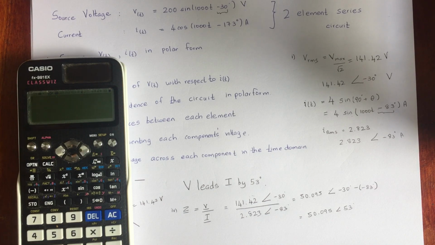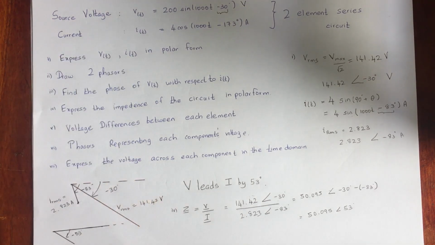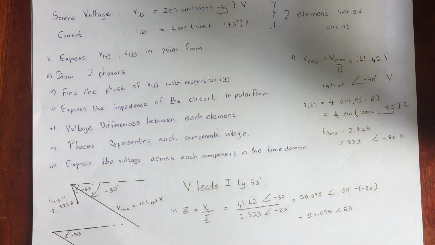Okay, so the next question is the voltage differences between each element. Actually, we have found the total impedance of this one. The question here is, we need to check what's the voltage differences between each element. So how to find this? Actually, they have mentioned there are only two elements.